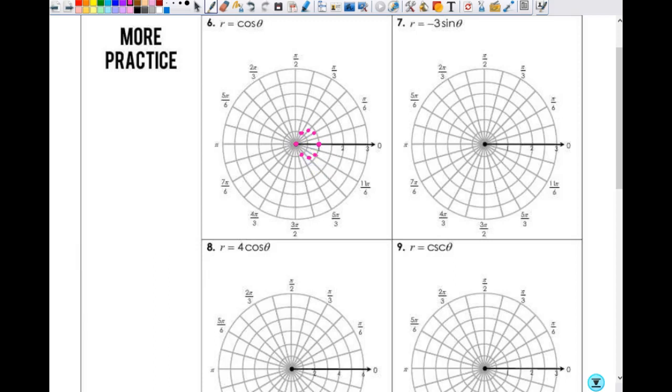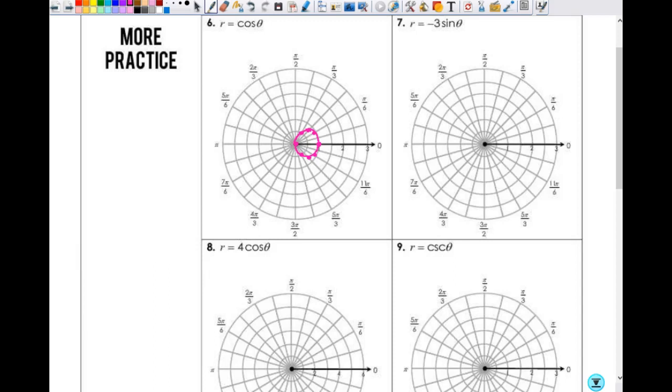Okay, and so this one will look a little bit more circular, because the smaller it is, the better. The bigger it is, the more spread out it looks weird, but there's your circle. This one is symmetric to the polar axis, not to pi halves. Okay, everybody okay with that? All right, let's graph number 7 together, and then I'll have you graph number 8.